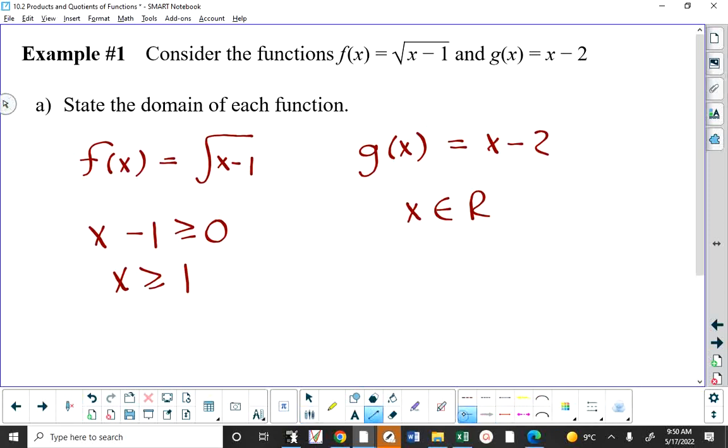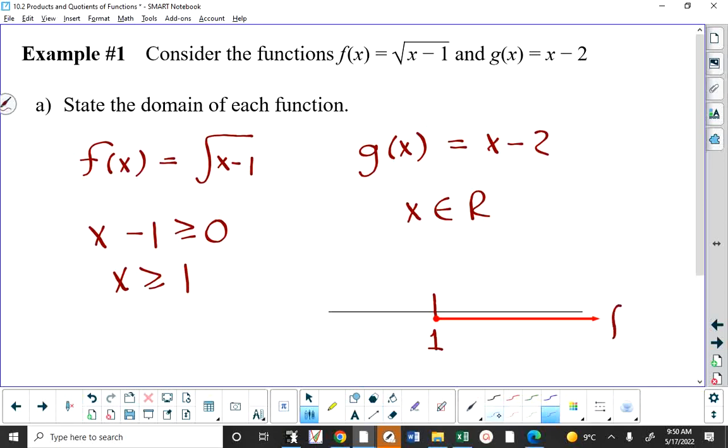I don't think it's necessary for you to have to do this, but I will do it anyway. This is f. This is g. The common domain would be where x is greater than or equal to 1. By a show of hands, how many of you wouldn't need to draw that to see that? Okay, good. So that's the domain of each function.